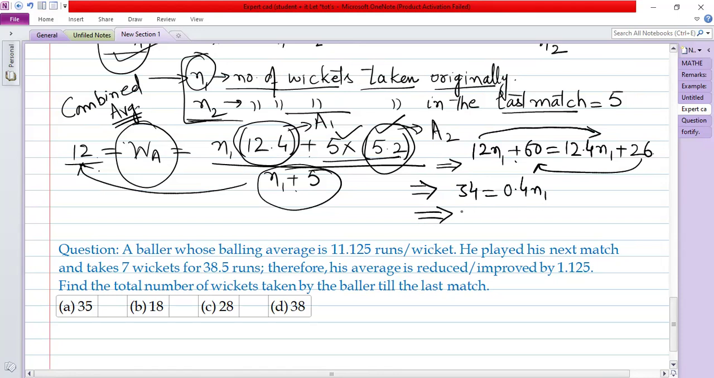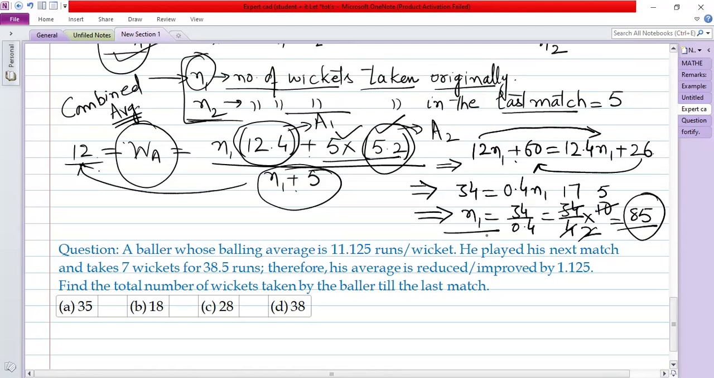Okay. So obviously what is N1? It is 34 divided by 0.4. So this is 34, here it is 4. Obviously I will write 10 here. So here it will be 2, and here it will be 17, here it will be 5. So this 17 into 5, it is 85. Okay. So this is N1, 85 number of wickets.